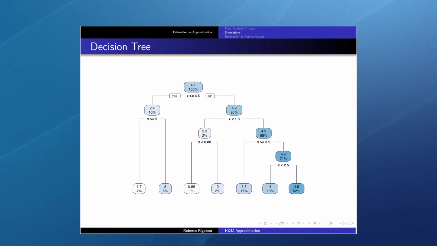So in this decision tree, it is asking, well, if x is bigger than 4.6, okay? If yes, go to the left. And then if it's bigger than 0.5, then assign the number 1.7. If it's less than 0.5, but bigger than 4.6, assign the number 3. Now, if you go to the right, then it asks whether it's smaller or bigger than 1.3, bigger or smaller than 3.9, 2.5. So you see, depending on which range the x is in, what it's telling you at the end is what number you will assign. You will assign either the number 3, 3.8, 0.86, etc.